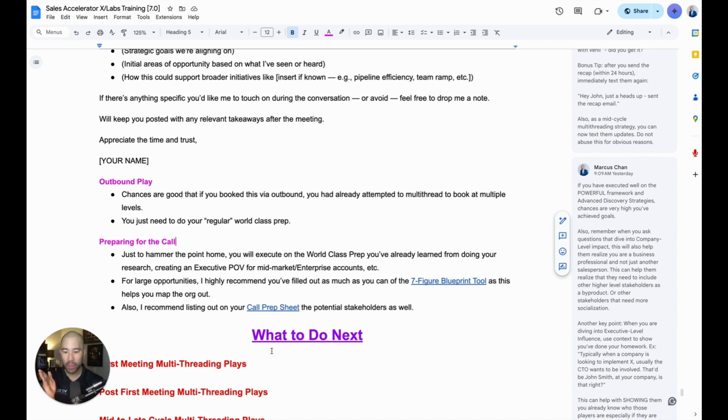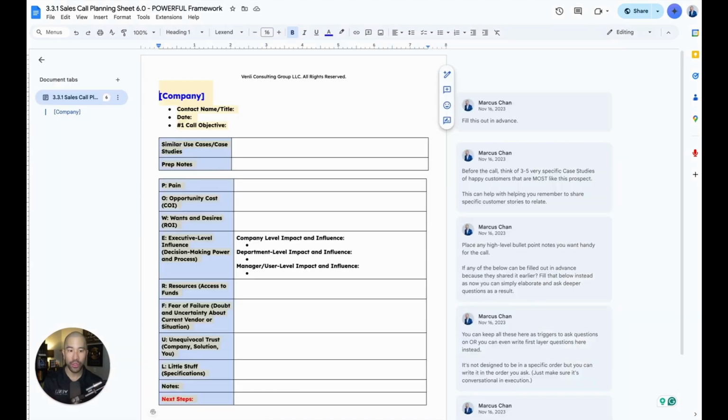On top of that, I also recommend on your call prep sheet that you're also listing out on there as well. So whatever you take notes on, right? So if you're using the sales call planning sheet, for example, you're using the powerful framework, then you should also have listed out, hey, who are these potential players right here, company level, department level, manager level? Because this way, in the conversation, which I'll show you some of the talk tracks, you're going to want to be able to list out other potential stakeholders as well.